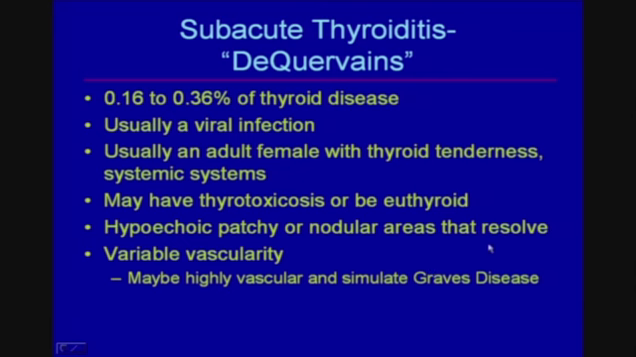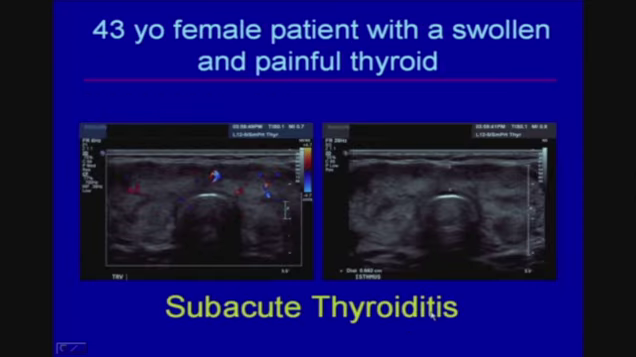these usually resolve. It may be very vascular, even simulating Graves' disease, but in my experience, the vast majority of these patients actually have normal to diminished vascularity in the setting of subacute thyroiditis. And usually this is a clinical diagnosis such that very few patients come to imaging, but when they come to imaging, you want to have an appreciation for the findings.